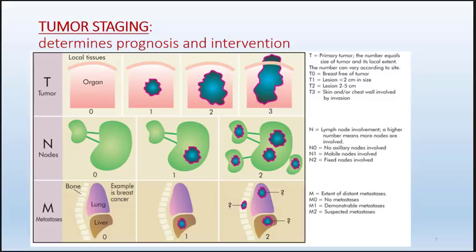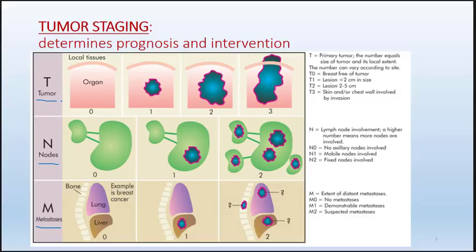This slide talks about a method of classifying a tumor based on the tumor itself, based on the involvement of nodes or lymph nodes, and the more lymph nodes, the poorer the prognosis generally, and the evidence of metastases. And so this type of staging will allow healthcare providers to determine the prognosis of these individuals and then the necessary interventions. So let's have a look at each of them to see what they mean.